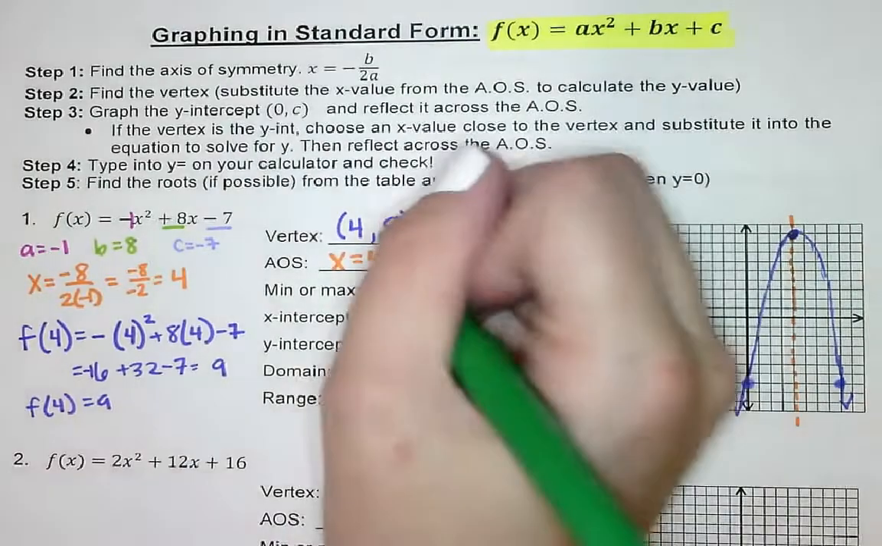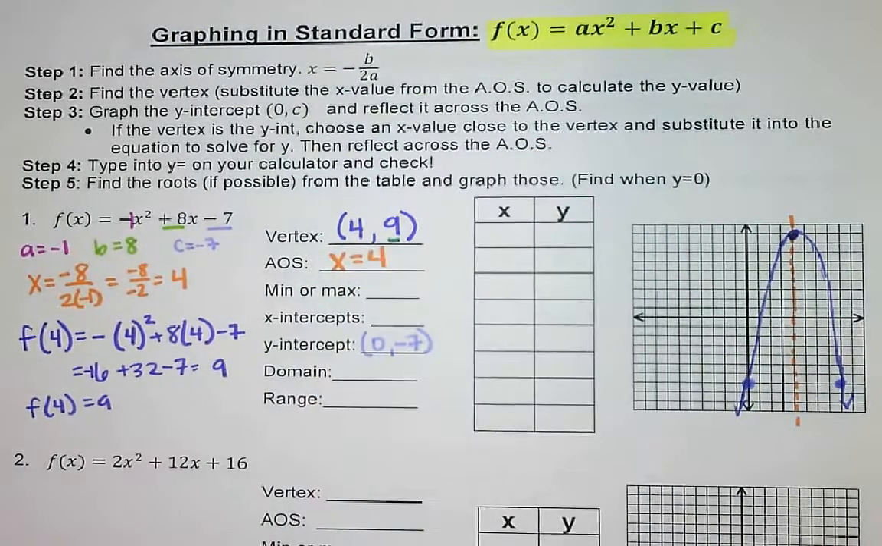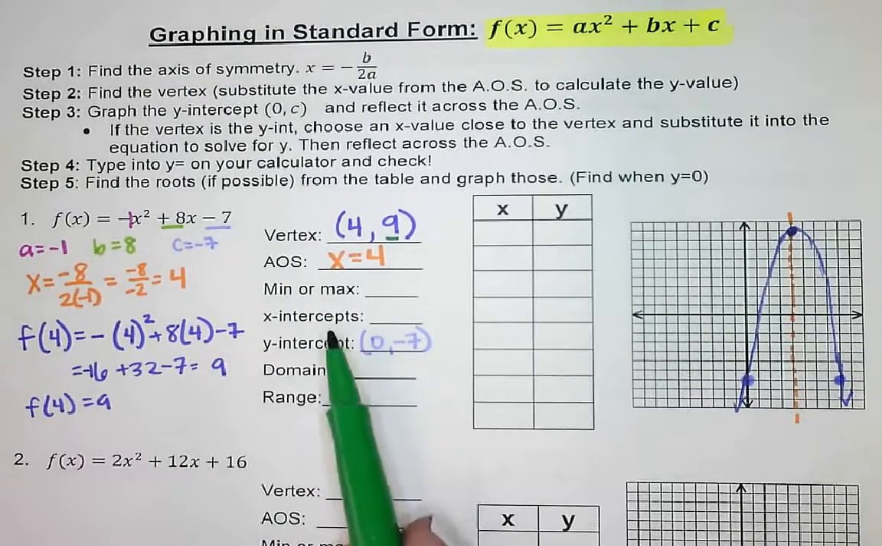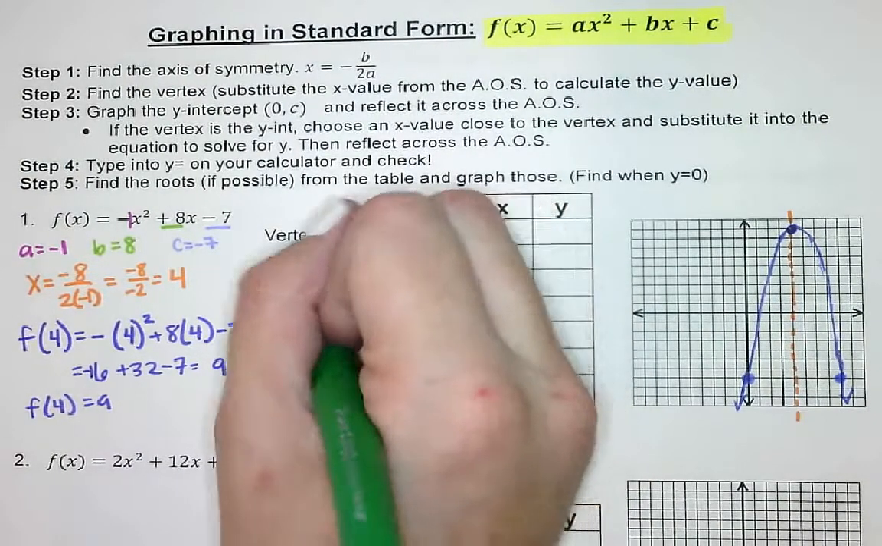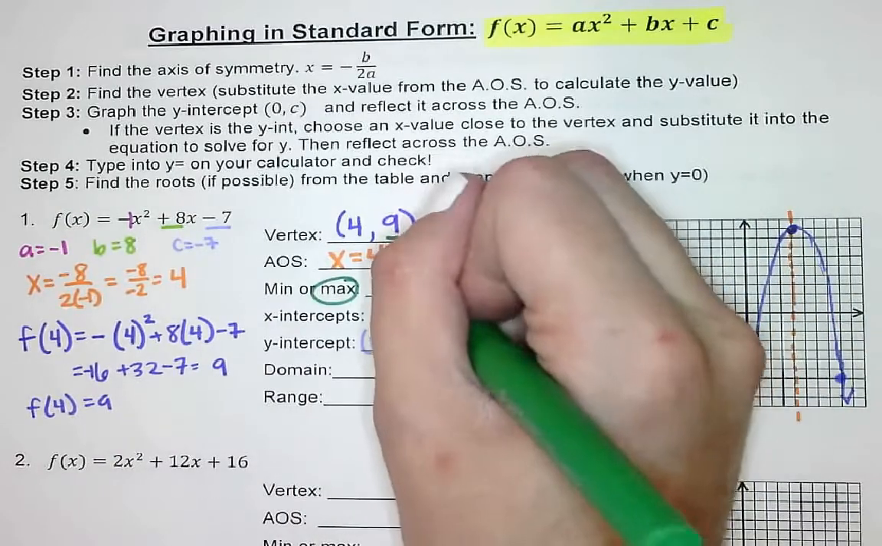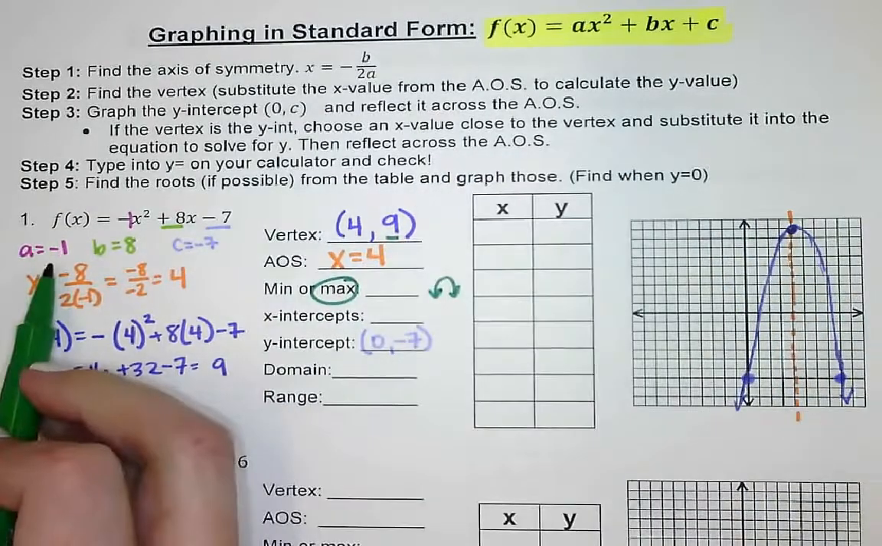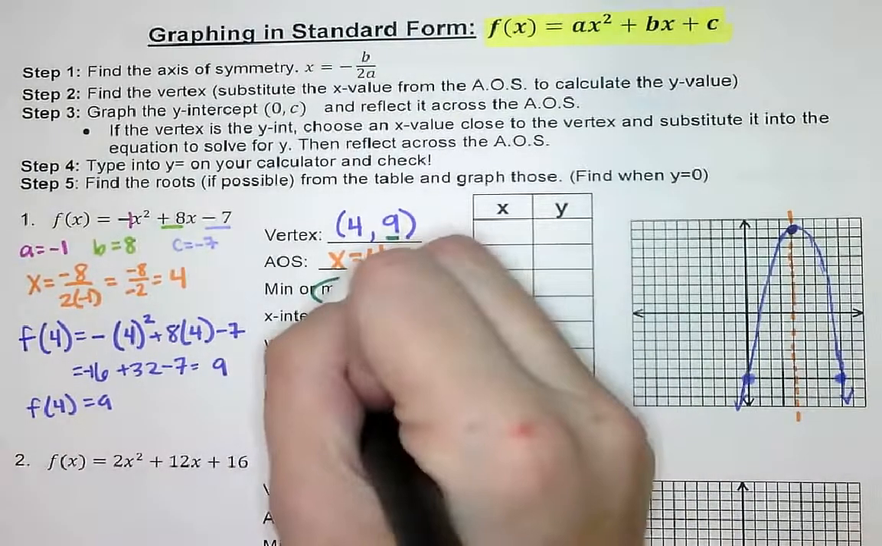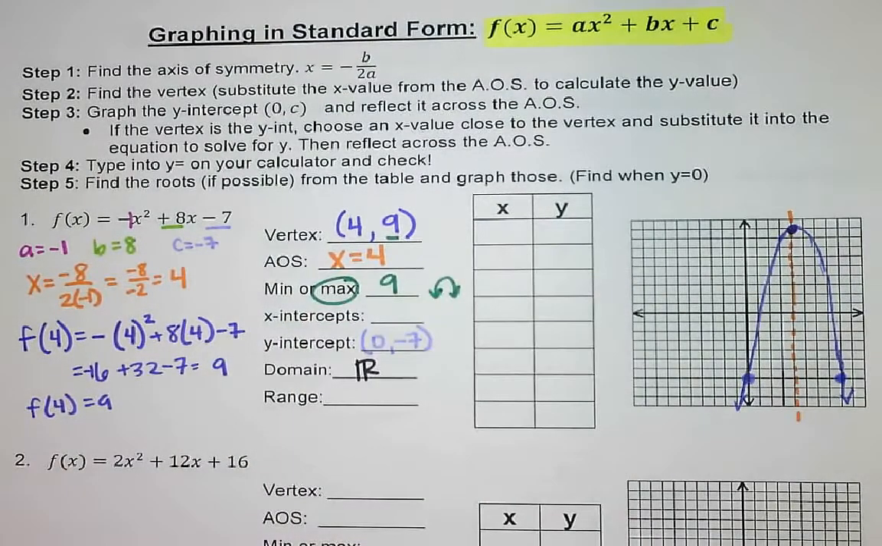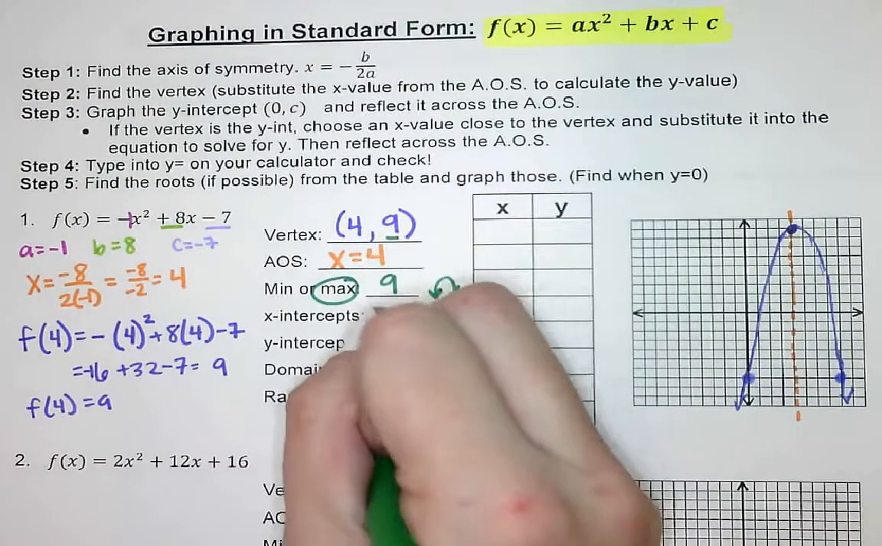So then we can identify the rest of our key attributes here. Guys, is this going to be a minimum or a maximum? It's going to be a maximum because our A value is negative. The A value is negative, so it's sad. It opens down, and it's a maximum of 9. We don't know our x-intercepts yet, so I'm going to wait on that. Our domain is all real numbers. And our range is y is less than or equal to 9.